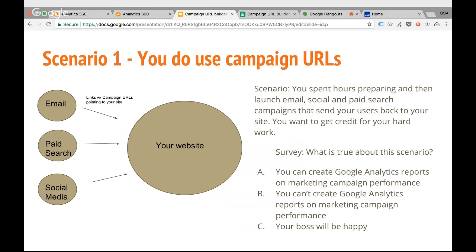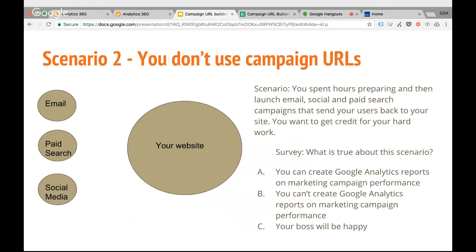Okay, so this is your ideal state. You've done a good job here. The answer here, what is true about this scenario, is A, you can create Google Analytics reports because you use campaign URLs. And C, your boss will be happy, because you can go back to your boss and say, here's the impact of my marketing campaigns. Remember, this is when you use campaign URLs.